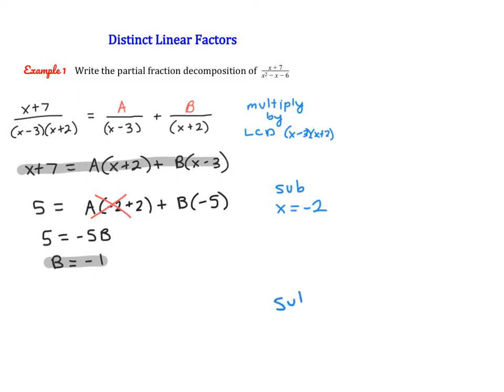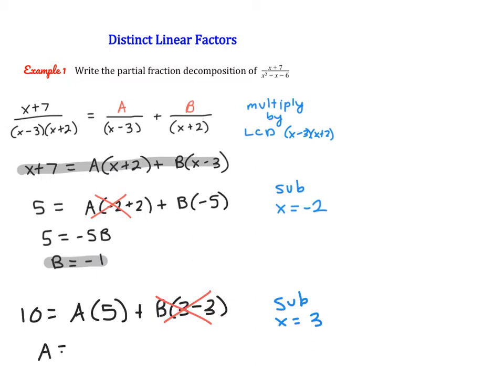So let's go back to our baseline equation, and we're going to substitute x equals 3. So 3 plus 7 is 10. And then we have a times 3 plus 5, 3 plus 2, which is 5. And then you can see for our b term, if we substitute x equals 3, that becomes 0, so our b term disappears. So now we can solve, and we get a equals 2.